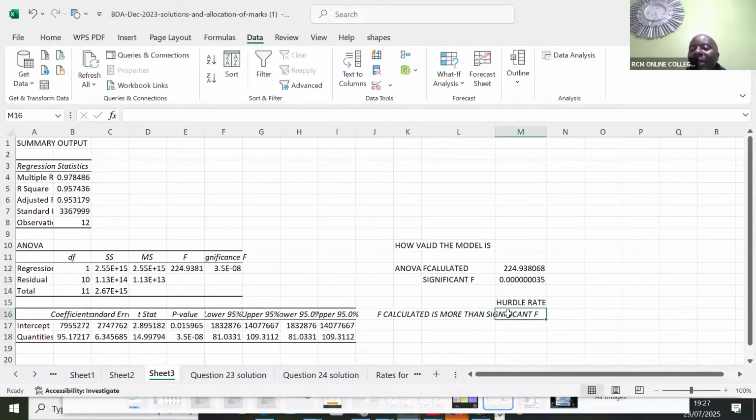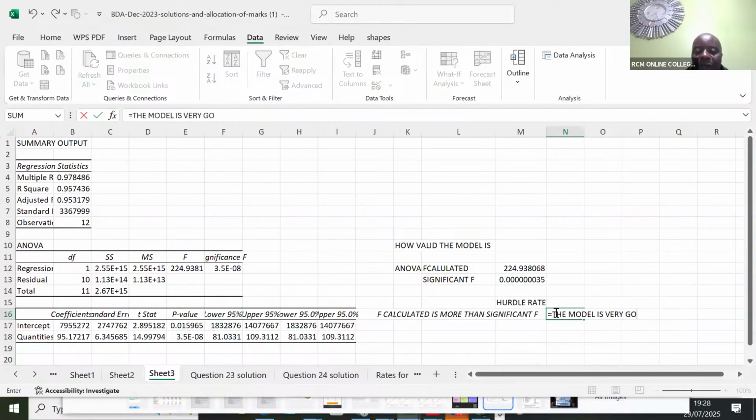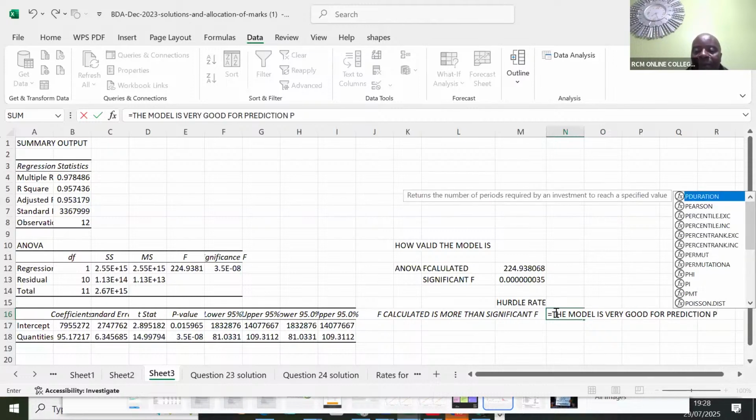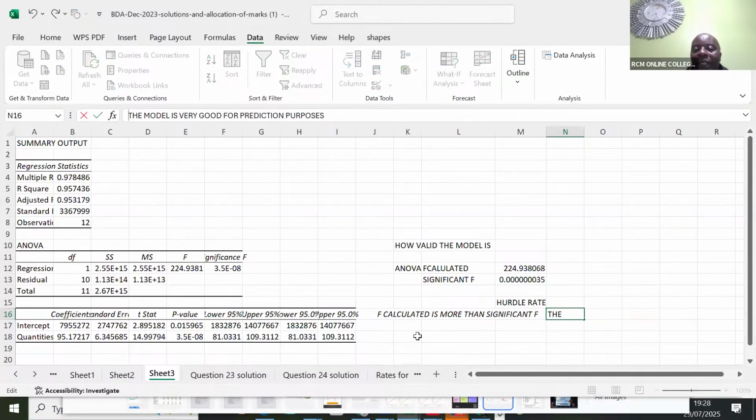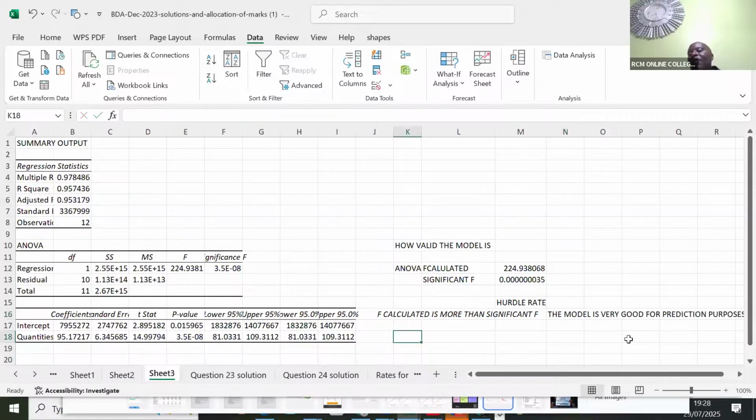This then means that, ladies and gentlemen, what does this mean? This basically means that the model is very good for prediction purposes. I never said that, I should have put it at the start: it means that the model is very good for prediction purposes. So whenever this F calculated, the one written here as just F, is bigger than this, it means that the model is really good for prediction purposes.